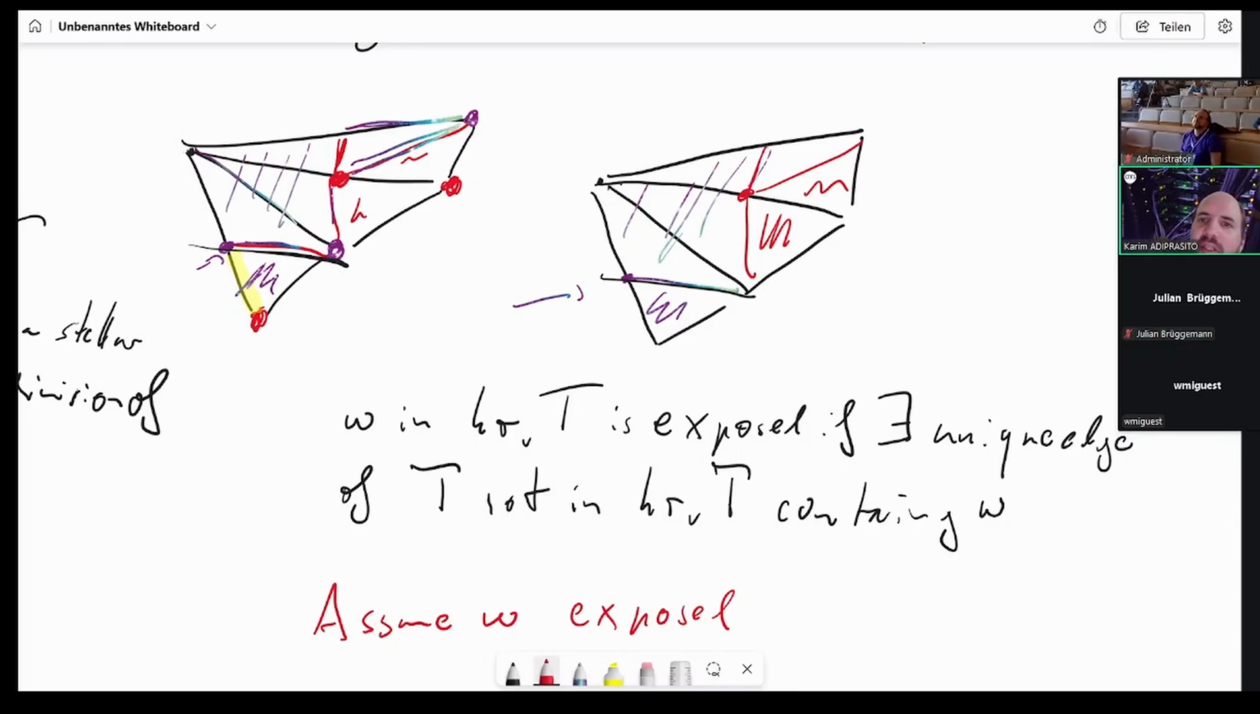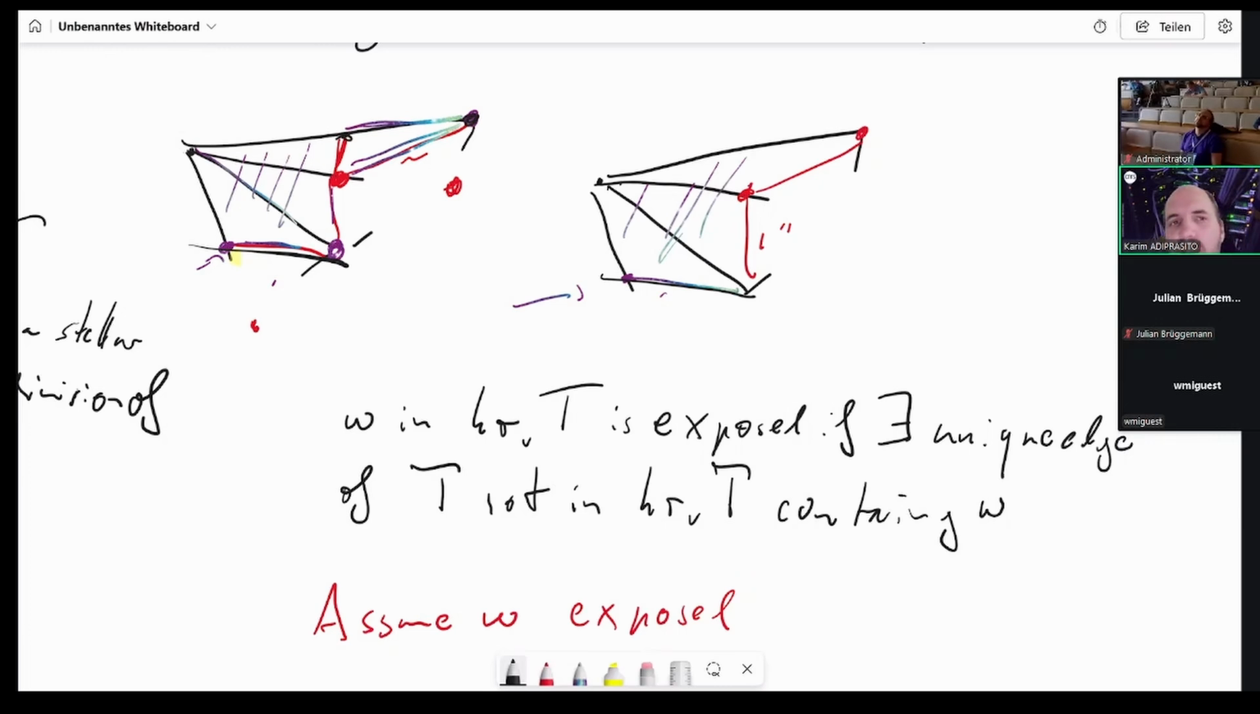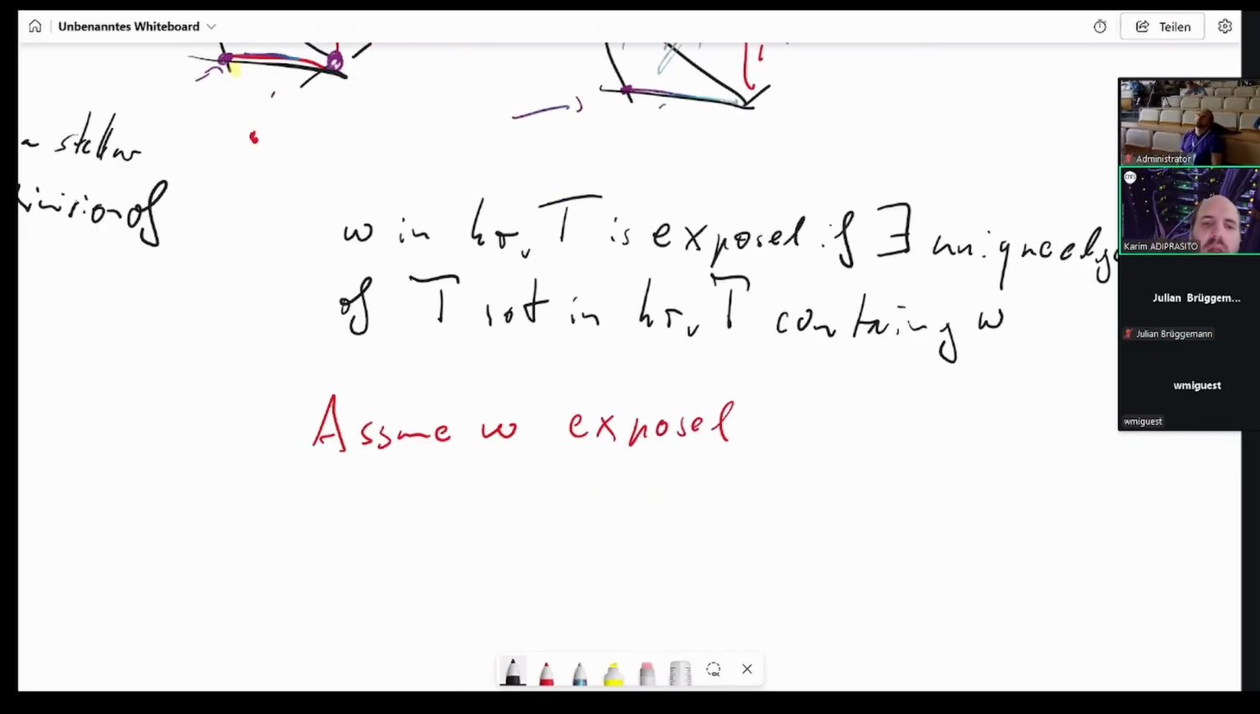So what is exposed now? Well, in this new complex, I removed this part. I removed this part. So what is the next exposed vertex? Well, this vertex here is exposed because this is the only edge that contains it. So I mark it and I perform a stellar subdivision and done. Now the complexes coincide. We're done.